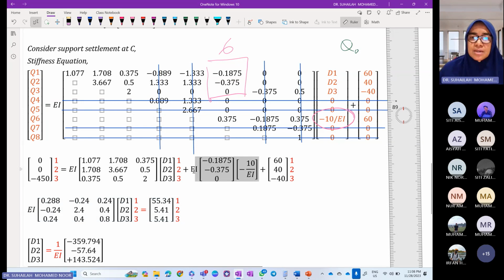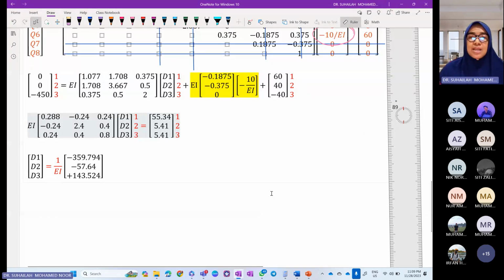This is additional, yang mana tak ada dalam atas tadi tu. Okay, yang mana yang tak ada dalam atas itu dia ada kat sini. This is additional whenever support settlement is given. Okay, support settlement memang every semester masuk exam. Cuma tak tahu dia dekat flexibility method ke, dia dekat stiffness. Tapi memang masuk exam. Support settlement. Okay.